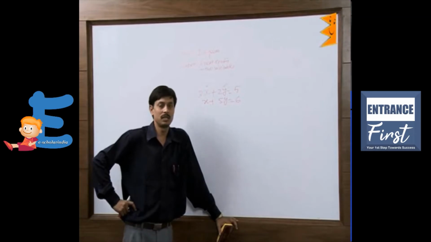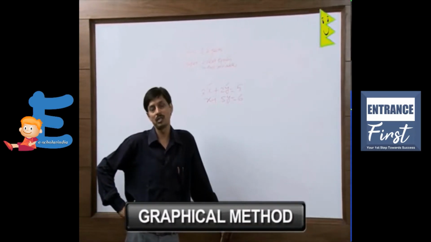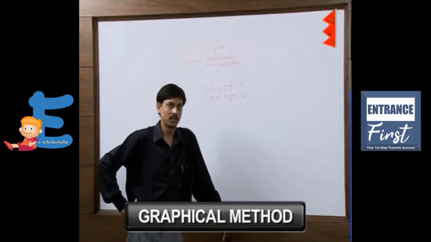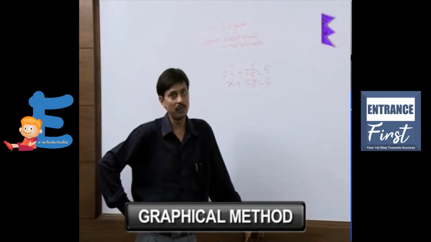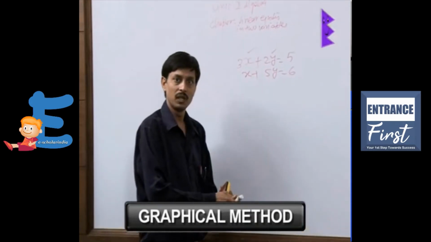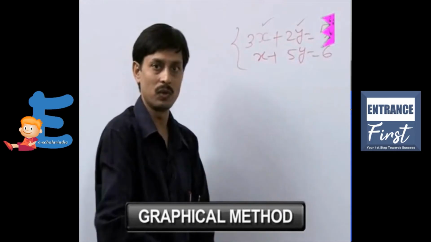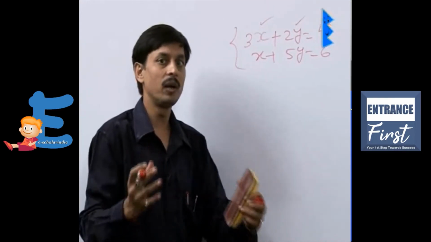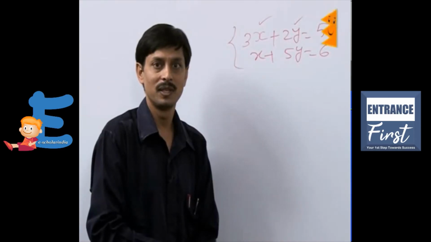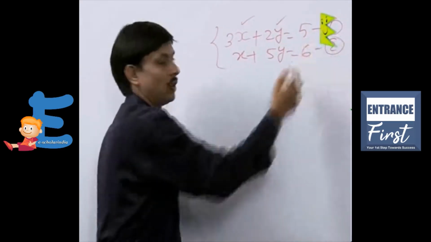Now we will discuss the last approach to solve the system of simultaneous linear equations in two variables, that is how to solve the question graphically. It is very simple. If I am taking the same example, same question, 3x plus 2y is equal to 5 and x plus 5y is equal to 6. To solve this question, it is mandatory to make two separate graphs, the first graph for the first equation and the second graph for the second equation.